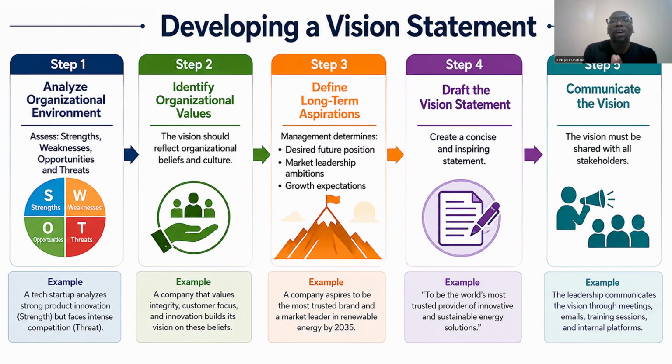Then number three, now you can define the long-term aspiration. That is the desired future position where you want to see yourself. You have to define it. Then when you define it, you can now write it. Drafting means writing the vision statement, and it should be concise and inspiring. Then lastly, which is the most important, but unfortunately many organizations don't focus on it.